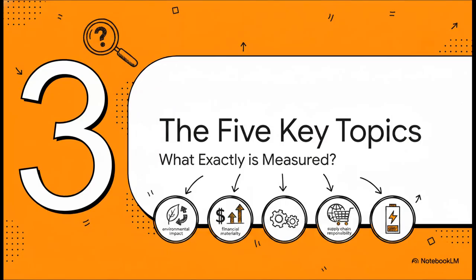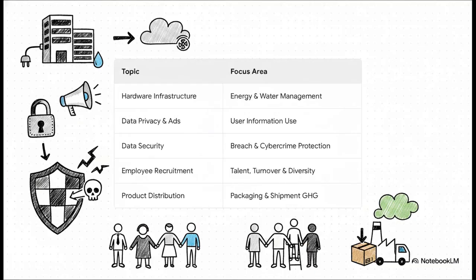So now that we're clear on who is being measured, let's get into the interesting part. What is actually being measured? The standard zooms in on 5 key topics that are the most financially important for these online businesses. And here they are. You've got the physical footprint of their data centers, how they handle our data for privacy and ads, how well they secure all that data, how they manage their people, and of course, the real-world impact of their packaging and shipping. Let's just touch on each one real quick.